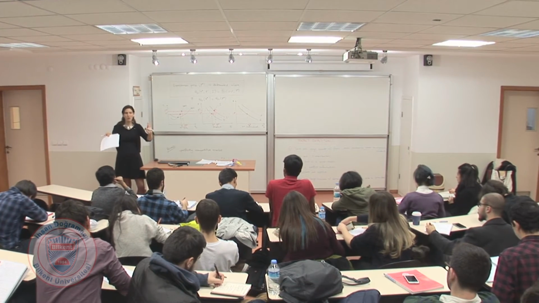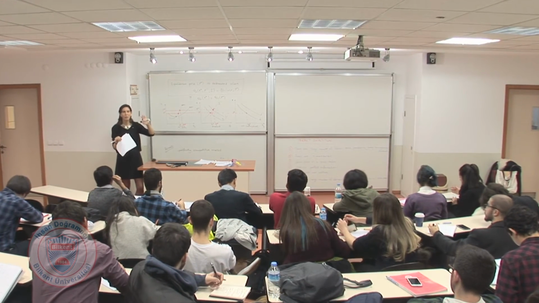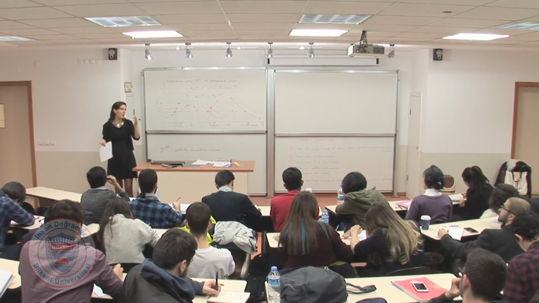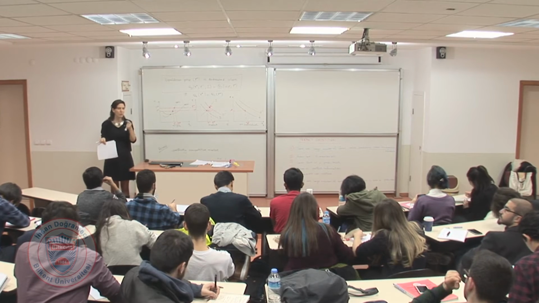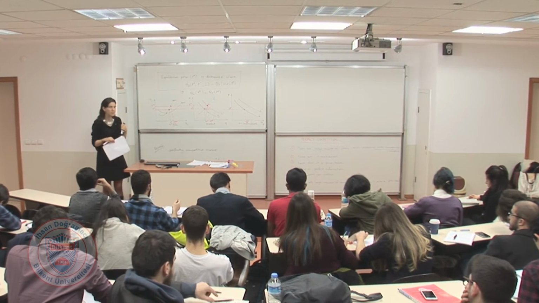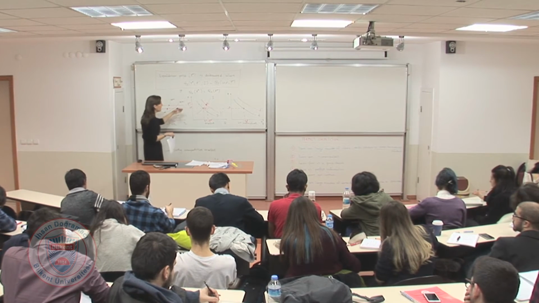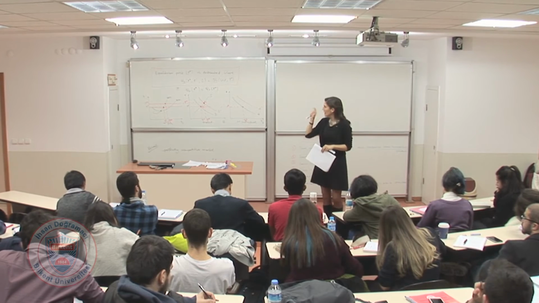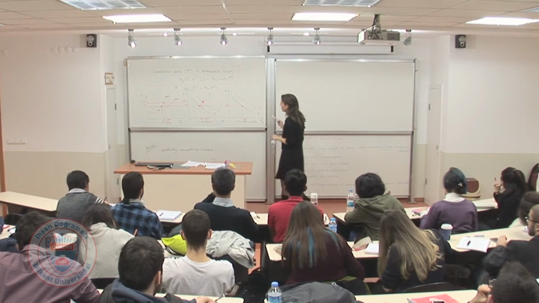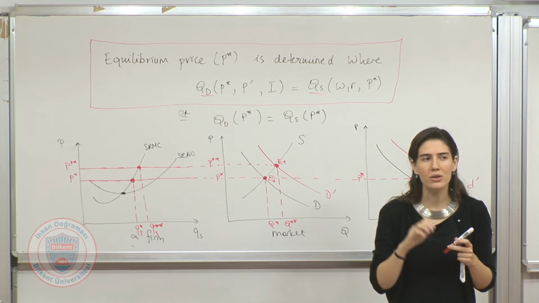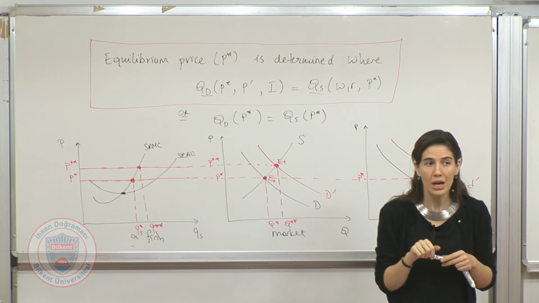From now on, you'll see that we're going to have one graph for the market and one graph, sometimes two, for the individuals, either firm or consumers. So this is basically the case if this happens. Let me ask you one thing. Now you see that there is a shift in demand.